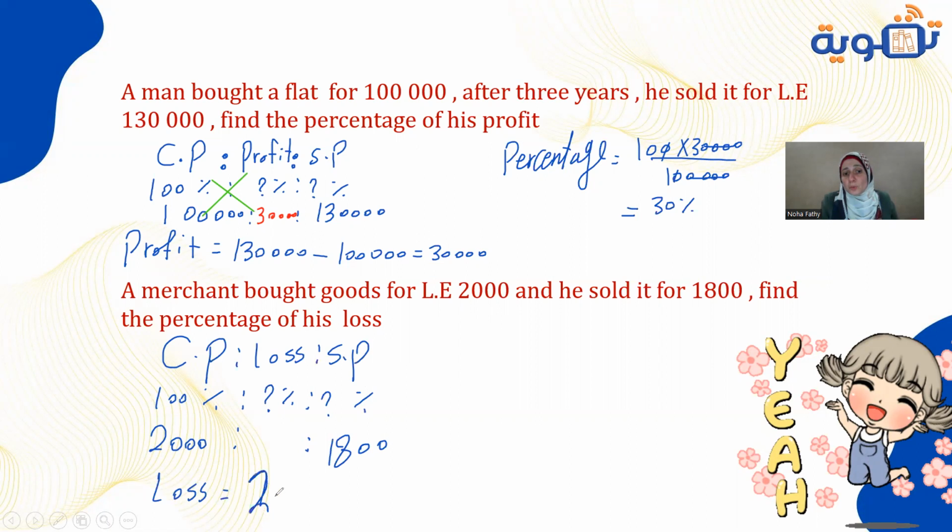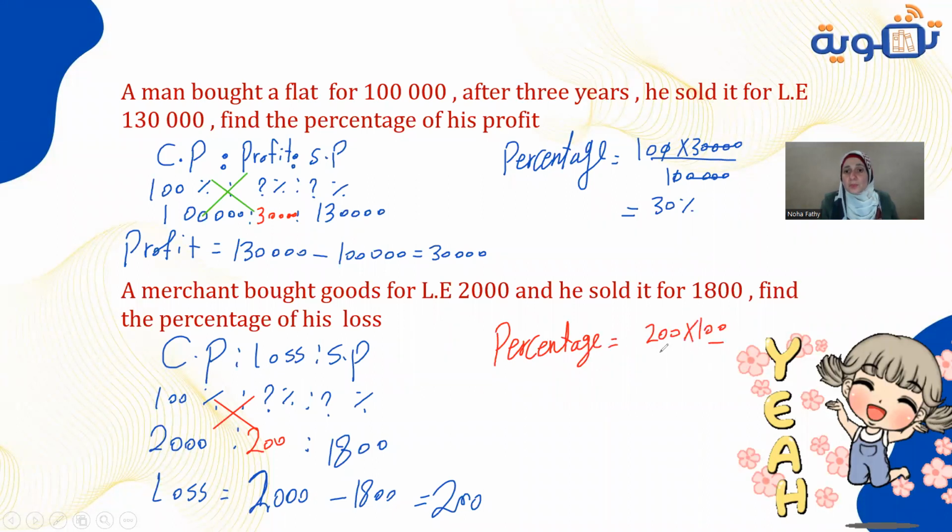The difference between them gives you the amount of loss. So 2,000 minus 1,800 gives me 200. So I write here 200. Make cross multiplication to find the percentage. So percentage equals 200 times 100 over 2,000. The result equals 10%.